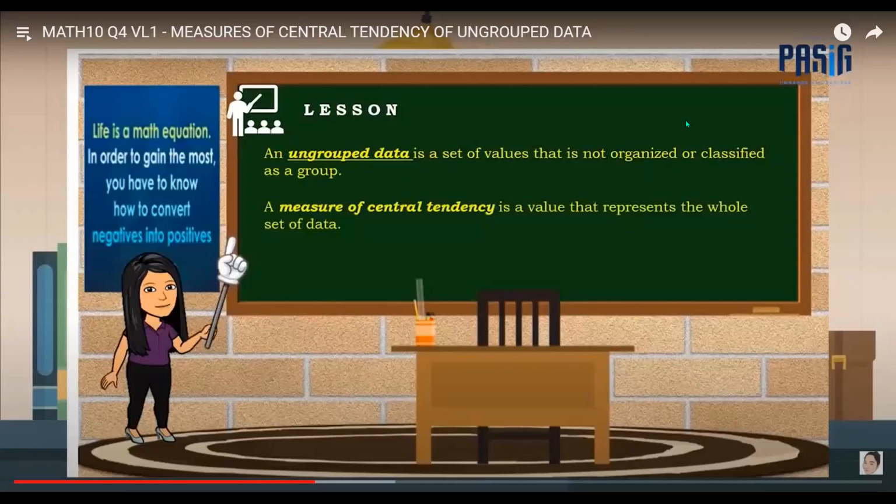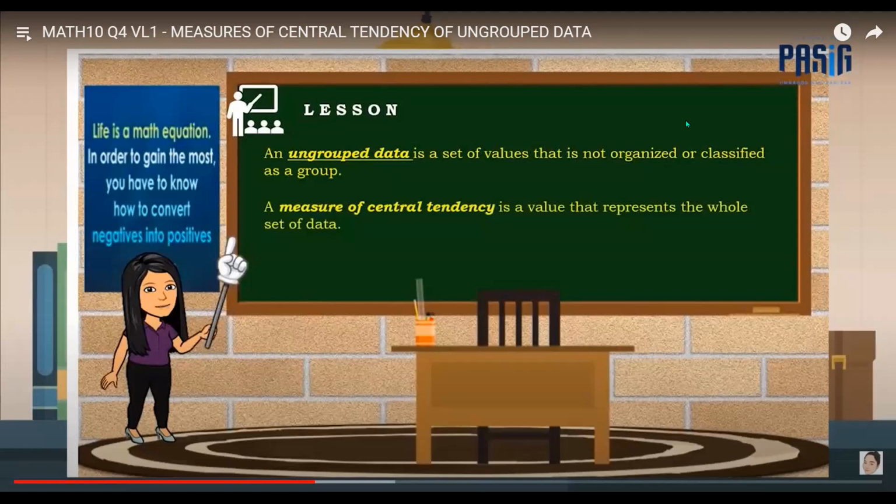So a good example of measuring the central tendency is by getting the average. Diba? When you are receiving your grades, you tend to compute for your average. Bakit ka nagko-compute for your average? Because you want to look at a single number that will represent the whole set of data, which is the grades that you receive in different subject areas.